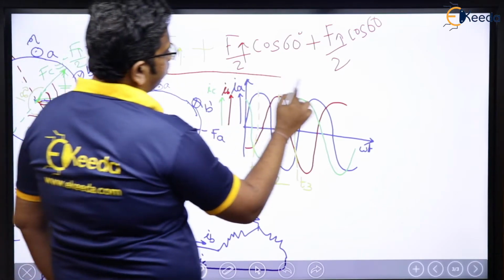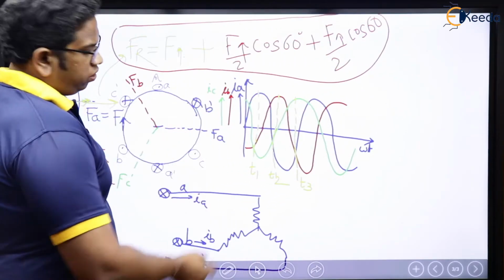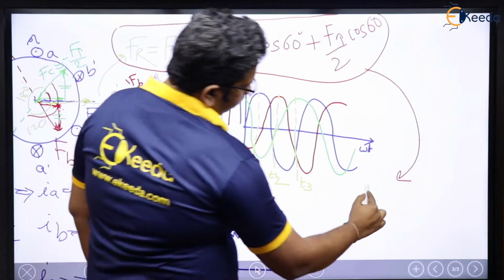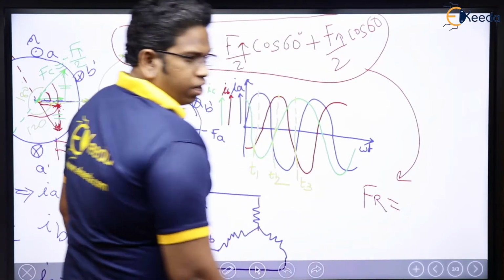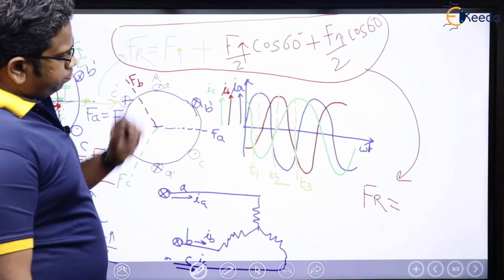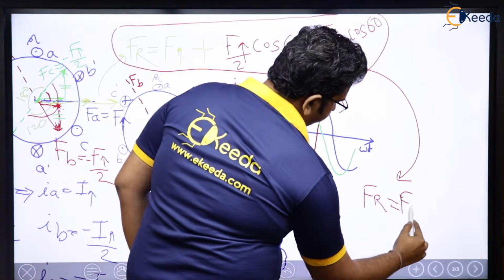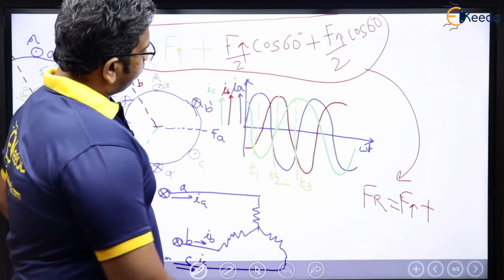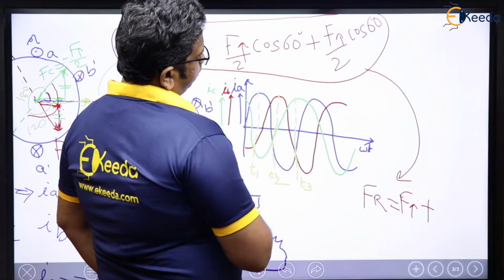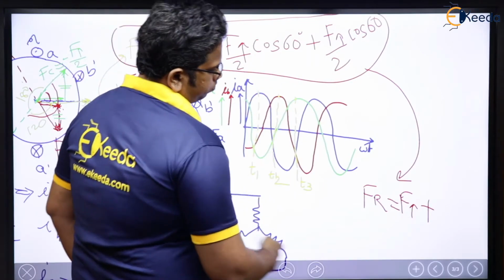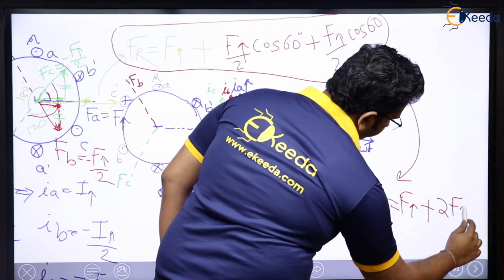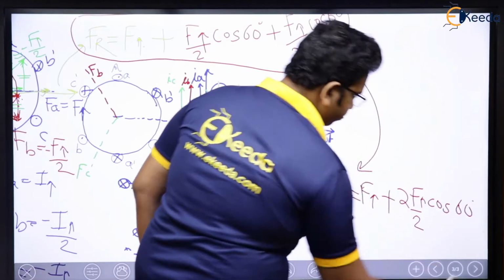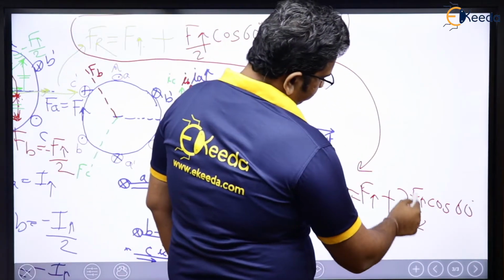let me write this down. So this was FR. Let me write it down here. If you see, what will be the value of FR? FR is going to be very simple. What is that? F maximum will come plus F maximum by 2 cos of 60 degrees and F maximum by 2 cos of 60 degrees. Can I write it as 1 plus 1, 2 times F maximum by 2 cos of 60 degrees. Now 2 gets cancelled.